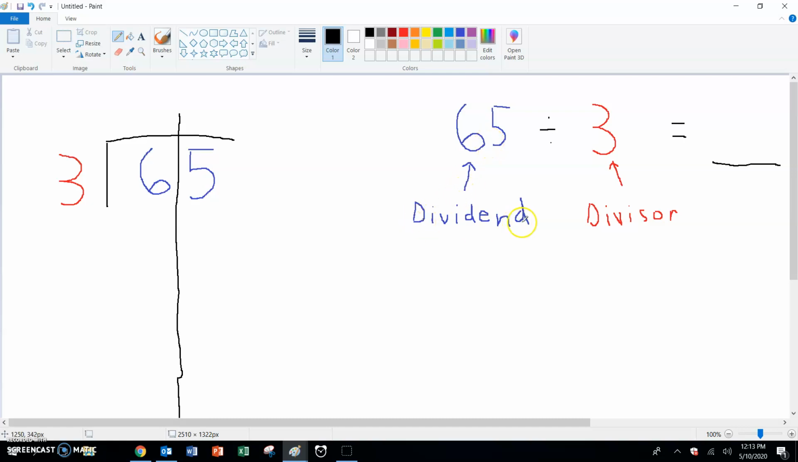65 is our dividend. It is the number being split up into smaller groups. It is also the number that goes inside the box. 3 is our divisor. It is the number of groups we are splitting 65 into, the number that goes outside the box. Remember, this box is another way of saying divide.